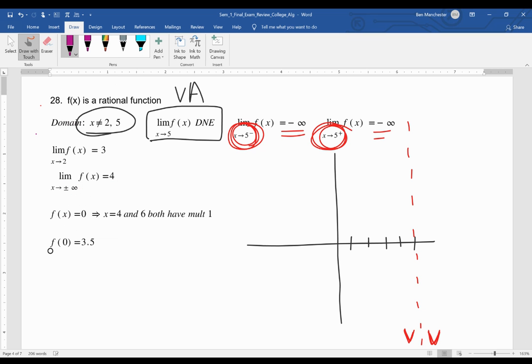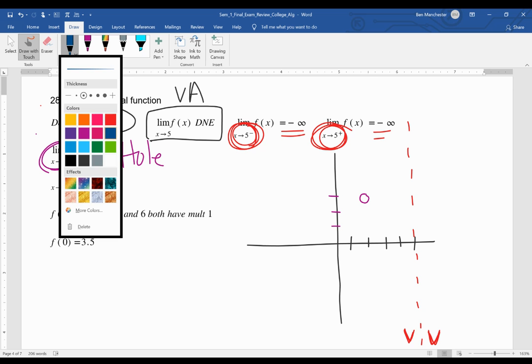Our next one here, if x approaches 2, is going to be +3. This is telling us that there is a hole here. Whenever your y value is a number for a domain restriction, we're going to have a hole. So we have a hole at the point 2, 3.